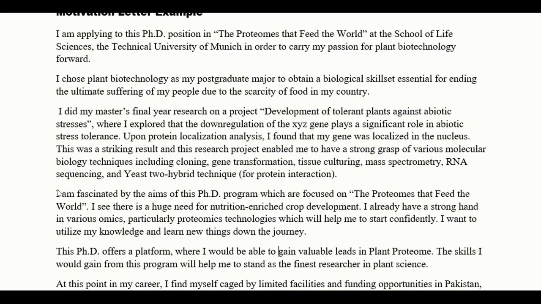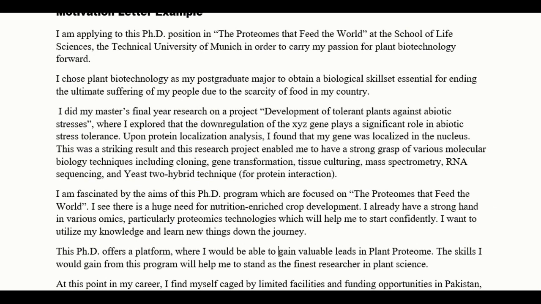And in the next paragraph, I explain why I am inspired to apply for this position. I am fascinated by the aims of this PhD program, which are focused on the proteomes that feed the world. I see there is a huge need for nutrition enriched crop development, and I already have a strong hand in various omics, particularly proteomics technologies. So here I covered that I am proficient in proteomics technologies, and this will help me to start this project confidently. So you are good to go.